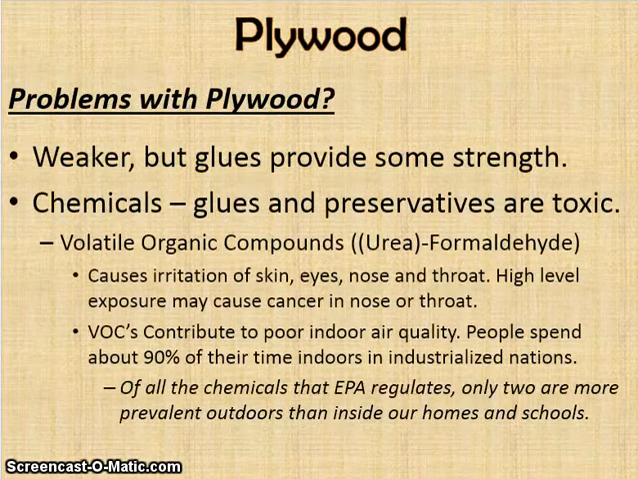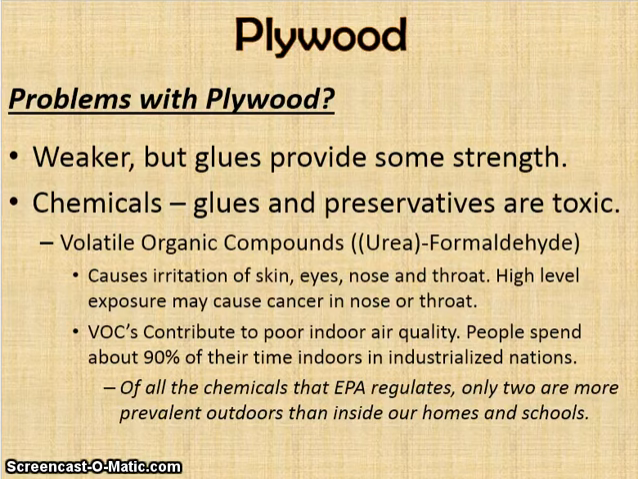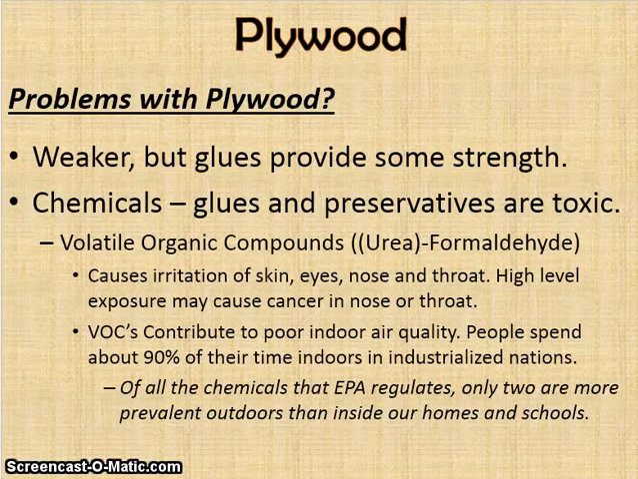The problems with plywood are that it is not as strong as lumber and it contains harmful chemicals. Because plywood is weaker, plywood structures or products don't last as long and result in more waste. The glues and other additives do give the plywood some added strength, but the off-gassing is toxic. The chemicals in plywood are volatile organic compounds, or VOCs, and they are known irritants or carcinogens. Urea and formaldehyde are typically used in plywood, and they can cause mucous membrane irritation, sinus complications, or even cancer in the nose or throat at high exposure.